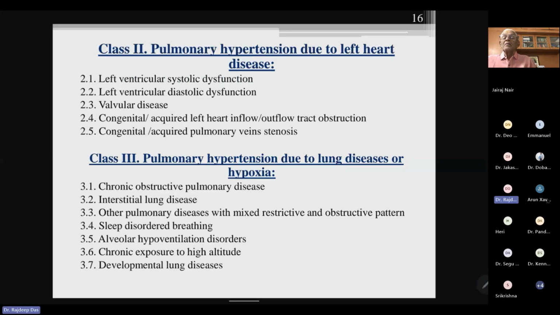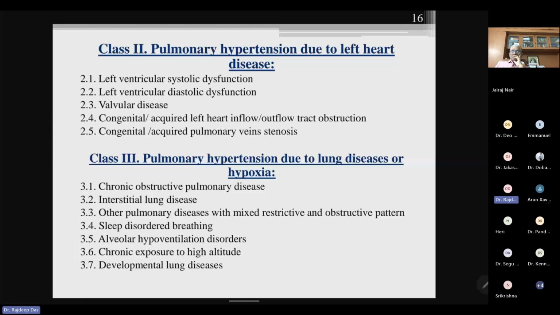Class 2 is pulmonary hypertension due to left heart disease, either left ventricular systolic or diastolic dysfunction, any left-sided valvular heart disease, or congenital or acquired left heart inflow or outflow tract obstruction, any congenital or acquired pulmonary venous stenosis. Class 3 is pulmonary hypertension due to lung diseases or hypoxia.